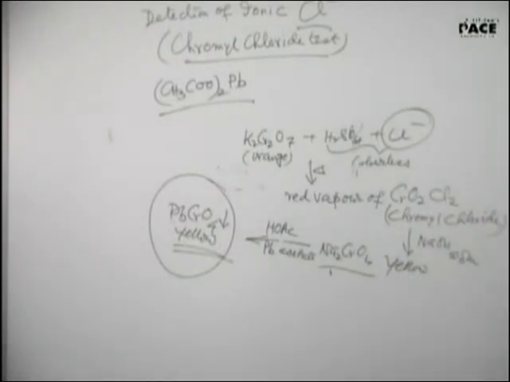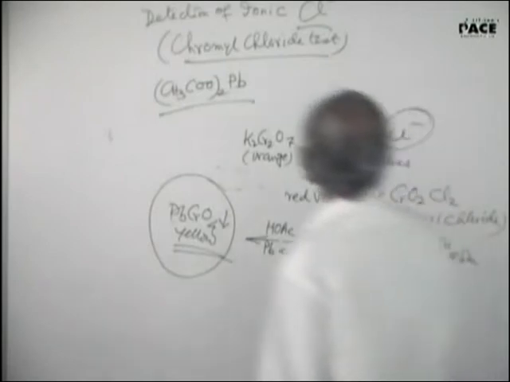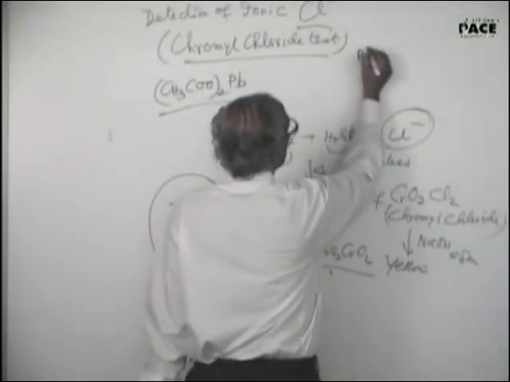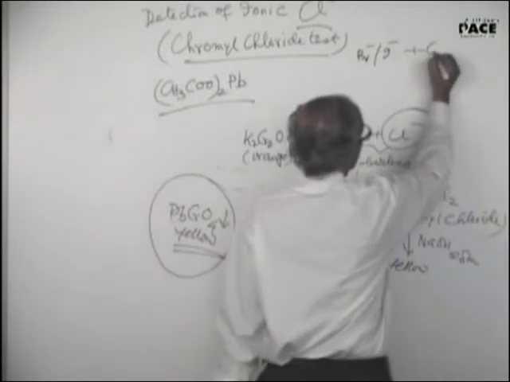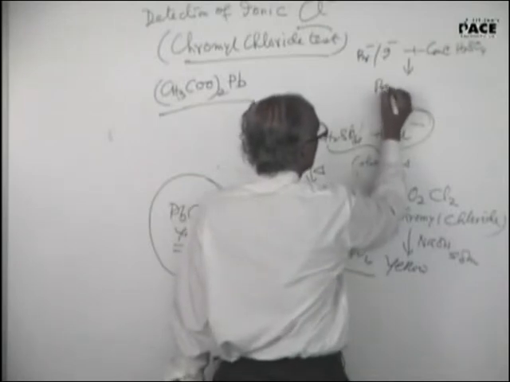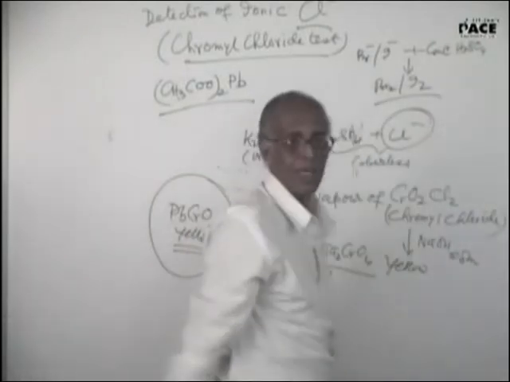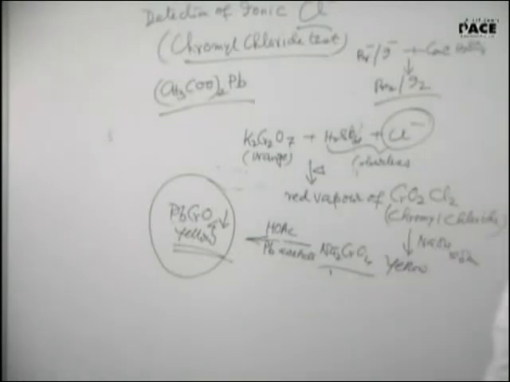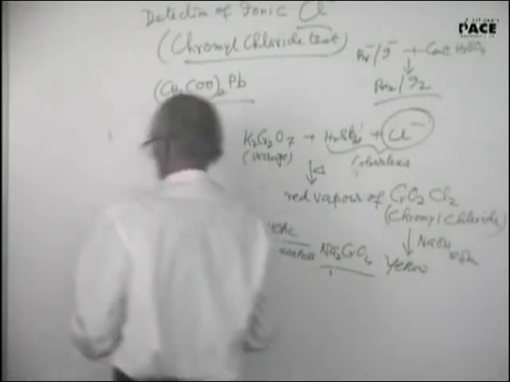And if bromide or iodide is present, what will happen? The bromide or iodide with concentrated sulfuric acid will change into bromine or iodine. Concentrated sulfuric acid will oxidize bromide to bromine, iodide to iodine. But concentrated sulfuric acid cannot oxidize chloride to chlorine. So it gets converted to chromyl chloride. So bromide and iodide will not interfere in the reaction.